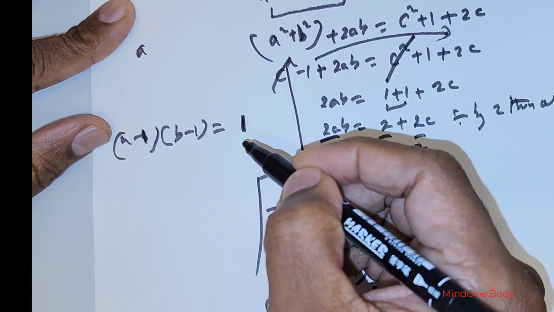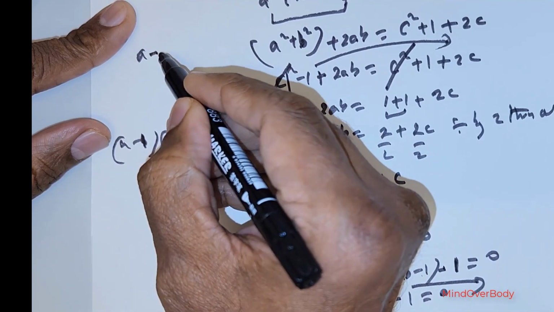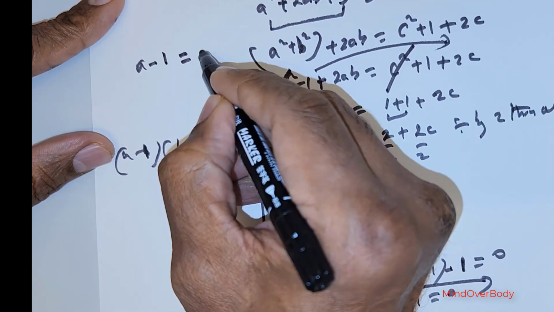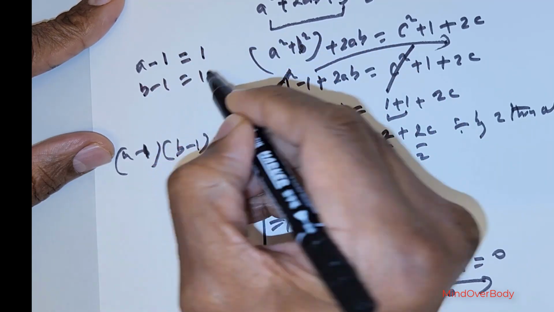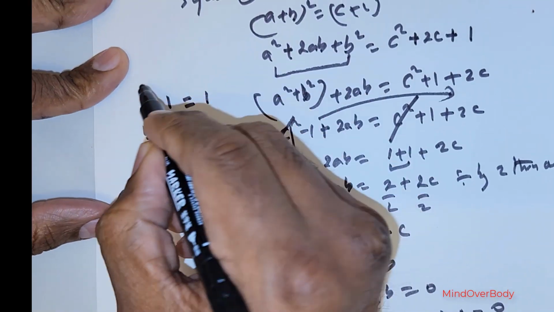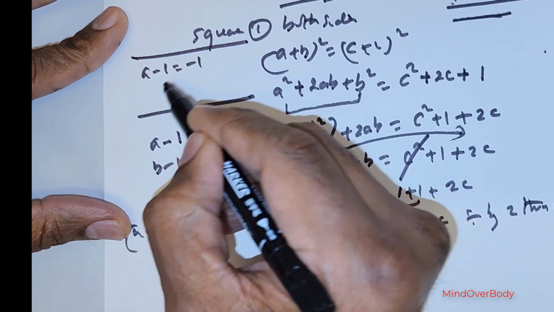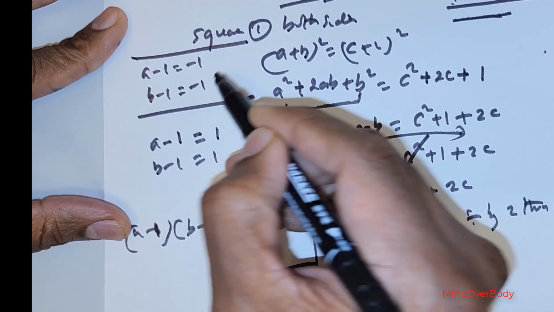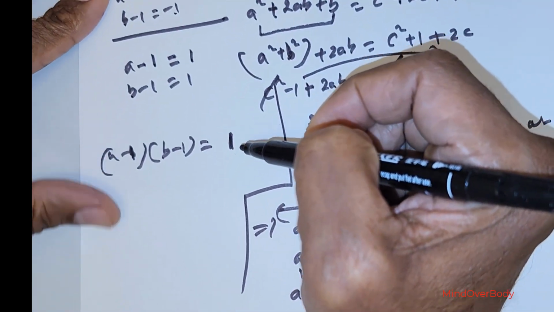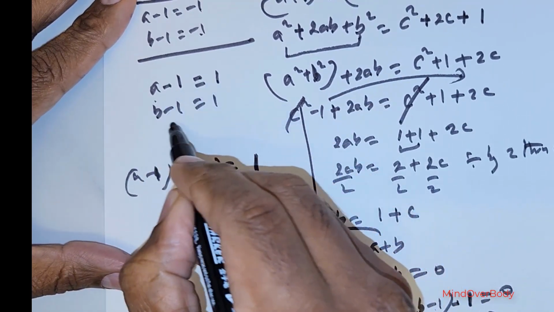So what are the other possibilities that we can face here? We have the possibility that a - 1 = 1 and b - 1 = 1. The product of these two will result in giving me 1. Also there's another possibility that a - 1 = -1 and b - 1 = -1. -1 multiplied with -1 will produce positive 1.